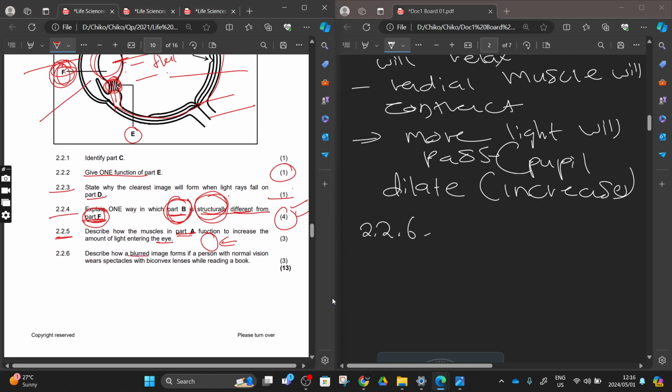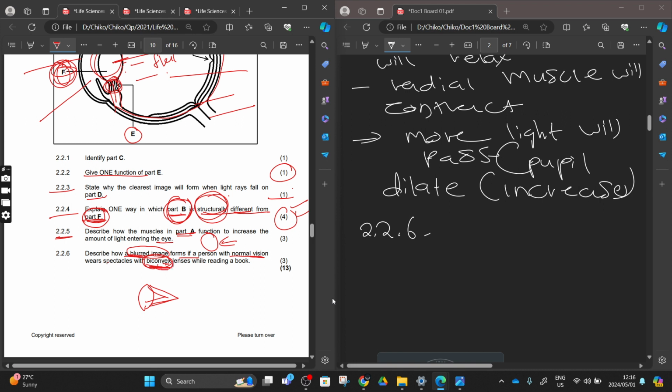But describe how a blurred image forms in a person with normal vision who wears spectacles with biconvex lenses while reading a book. Then here's the thing. We talked about this. When you take someone's spectacles and wear them, you are going to see blurry vision, right? So what is the biconvex doing? The biconvex lenses are shaped like this, so they are going to cross more light. Now describe how this blurred image is going to be formed when a person with normal vision wears spectacles.